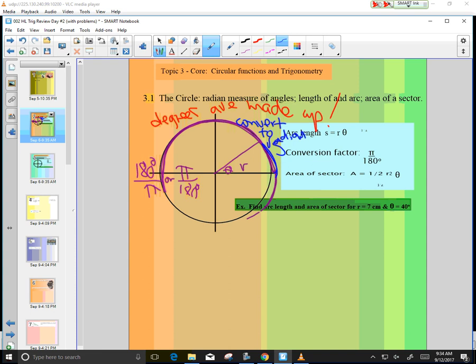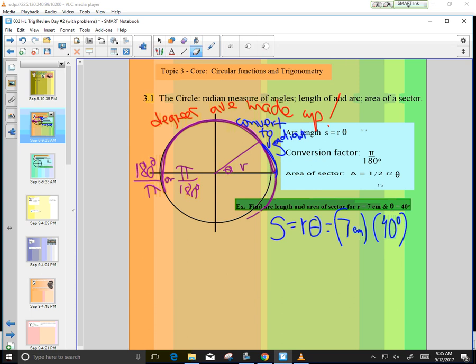Find the arc length and area of a sector. R is 7 and theta is 40. So S is equal to r theta. The radius is 7 centimeters, and the angle is 40. So if I multiply those out, I just get 280 centimeters. Is that the length of the arc? No, not quite. This 40 is going to throw us off and give us a wrong answer.